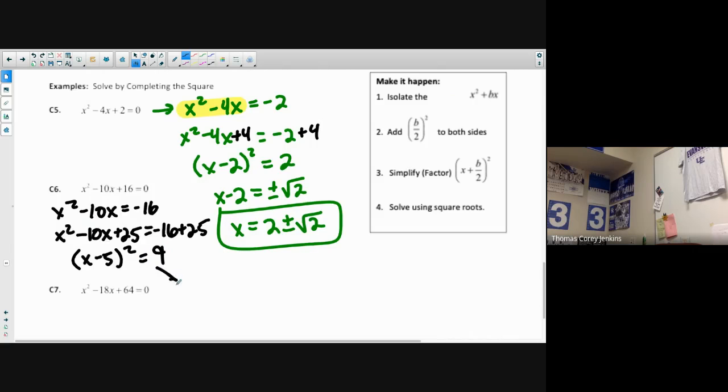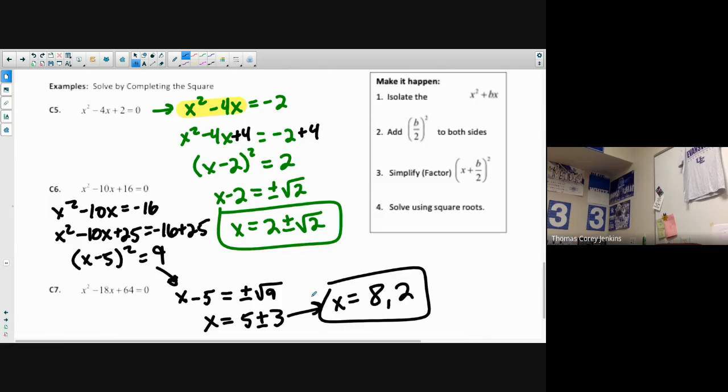Now we take the square root of both sides, and we get x minus 5 is equal to plus or minus the square root of 9, aka 3. So x equals 5 plus or minus 3. And we need to obviously simplify that. So 5 plus 3 would be 8. 5 minus 3 would be 2.